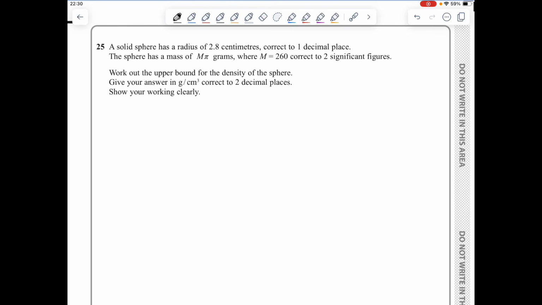For question 25, I'll need to use the fact that density equals mass over volume. Now I'm given two quantities, the radius and M, and I'm going to find the upper and lower bound of each. Now the radius is 2.8 centimeters, the lower bound of this is 2.75, and the upper bound is 2.85. Capital M is given as 260 to two significant figures. The lower bound of that is 255 and the upper bound is 265.